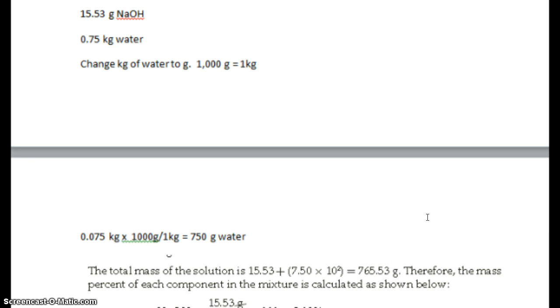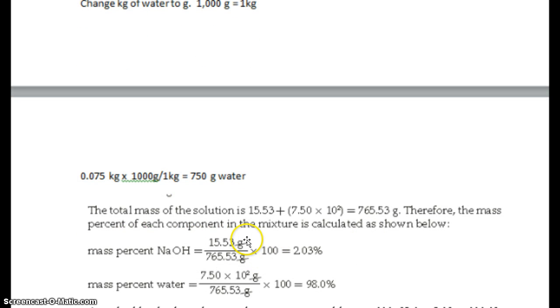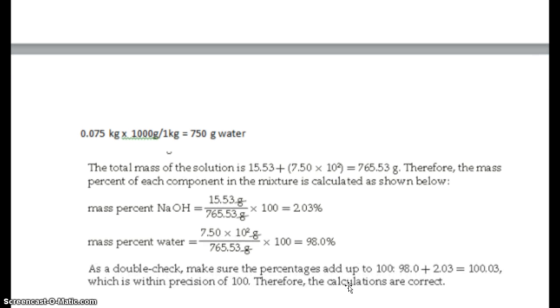Therefore, the mass percent of each component in the mixture is calculated as shown below. We take our mass of sodium hydroxide divided by the total times 100, which gives us about 2%. Our mass of water divided by the total gives us about 98%. How do we check to make sure our answer is right? As a double check, make sure the percentages add up to 100. So they add up to 100.03, which is like having 3 extra pennies, so basically close enough.